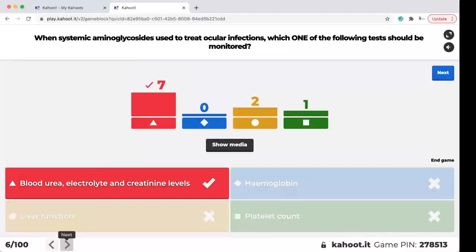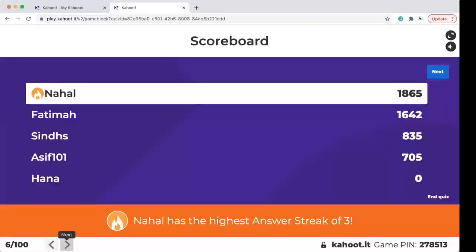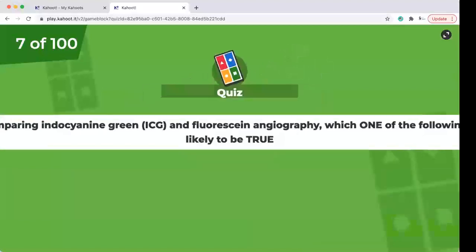Okay, so let's get ready for the next question. Here we start. So we have now Dr. Hanna and Dr. Asif starting to score some correct answers. Good job. And Dr. Nahal, Dr. Fatima, and Dr. Sindora are keeping the first three places. So let's see who is going to be first, second, and third till the end. And let's go to the next question.